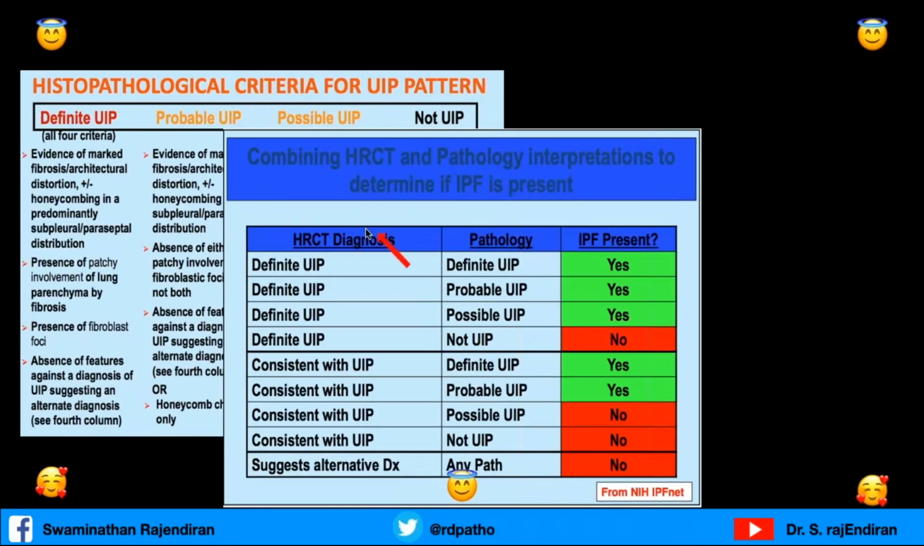With that interpretation, you compare it with the HRCT. If it is definitive in pathology and definitive in high resolution CT in radiology, then it is usual interstitial pneumonia or idiopathic pulmonary fibrosis. When it is definitive in radiology but definitely not UIP in pathology, then it is not idiopathic pulmonary fibrosis. This is how you have to interpret.